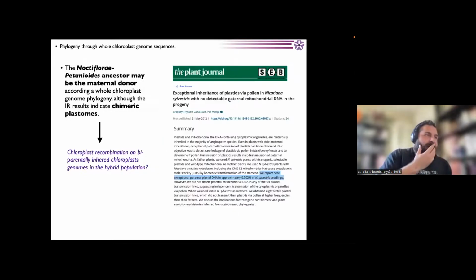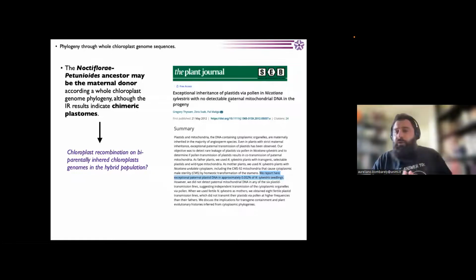My surprise was that I found a publication that describes that, even if it's not a common process, Nicotiana sylvestris may donate some part of its genome when it's producing hybrids. So even under our concept, even if Noctiflora looks like the maternal donor for the Suaveolentes species, we cannot discard that we have this event that may produce this chimeric chloroplast. That was the thing that we found.